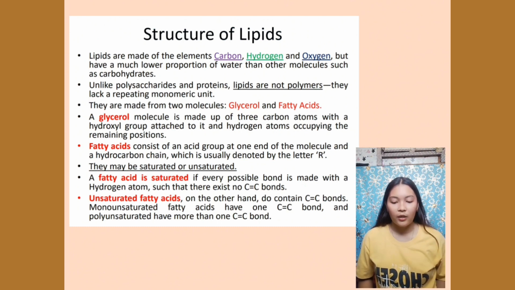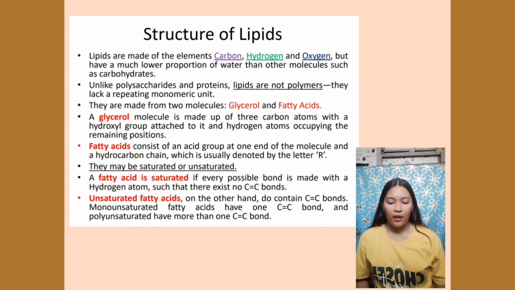So lipids are made of three elements, which are carbon, hydrogen, and oxygen, but have much lower proportions of water than other molecules such as carbohydrates. Unlike polysaccharides and proteins, lipids are not polymers. They lack a repeating monomeric unit. They are made from two molecules, which are glycerol and fatty acids.